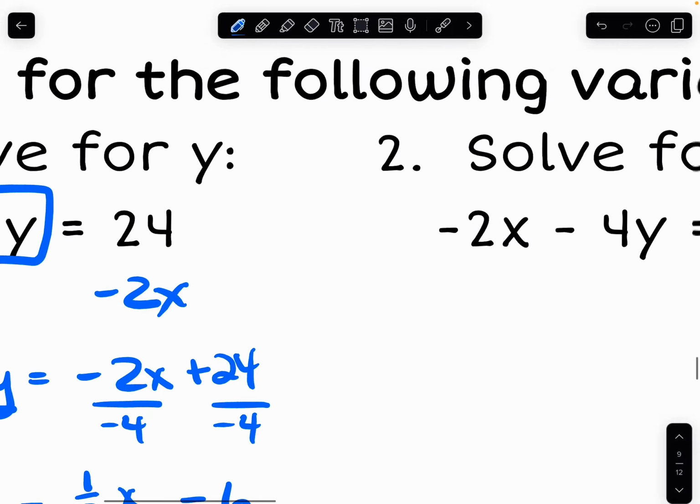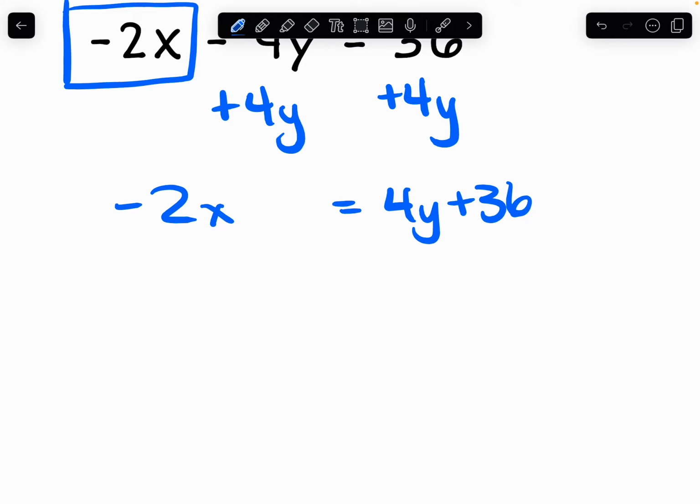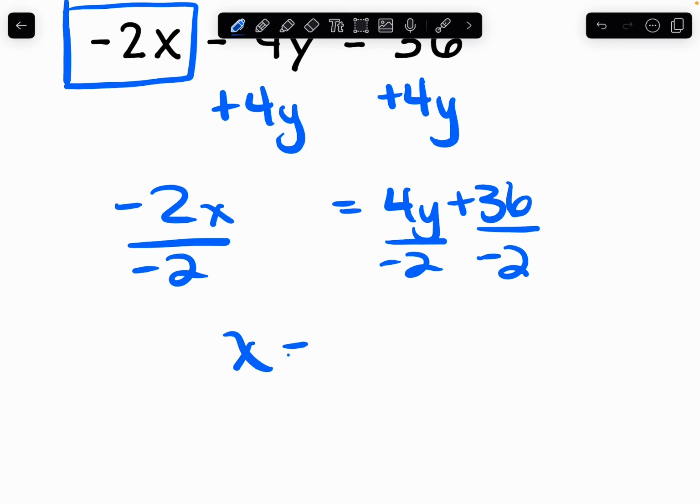Okay, so this time it says we're solving for x. So that means I need to move the negative 4y to the other side. The opposite of that is a plus 4y. So I'm going to add 4y. I'm going to bring the negative 2x straight down. 4y plus 36. Then, again, I don't want the negative 2 in front of the x. Right now, it was multiplication, so I'm going to divide. So that's going to get me negative 2y minus 18.